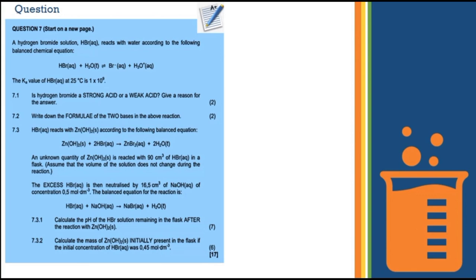Notice it says there, a hydrogen bromide solution, HBr, reacts with water according to the following balanced chemical equation. There we have our HBr plus the water goes to Br minus aqueous, plus the H3O plus. The Ka value, remember that's the ionization constant of the acid of HBr at 25 degrees Celsius is 1 times 10 to the 9th power. Question 7.1. Is hydrogen bromide a strong acid or a weak acid? Give a reason for your answer.